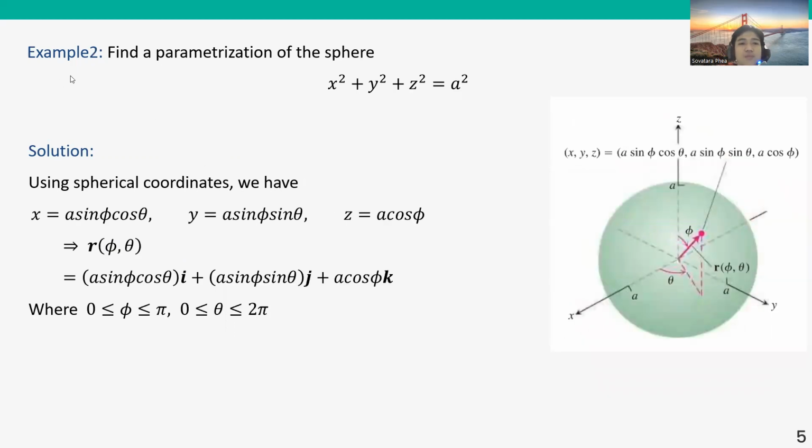And example 2. Find a parameterization of the sphere x squared plus y squared plus z squared equal to a squared. So solution, this time we have to use spherical coordinates. So we have x equal to a sine phi cosine theta, y equal to a sine phi sine theta, z equal to a cosine phi. So we get a parameterization of the sphere, r of phi and theta equal to a sine phi cosine theta i plus a sine phi sine theta j plus a cosine phi k, and phi from 0 to pi and theta from 0 to 2 pi.